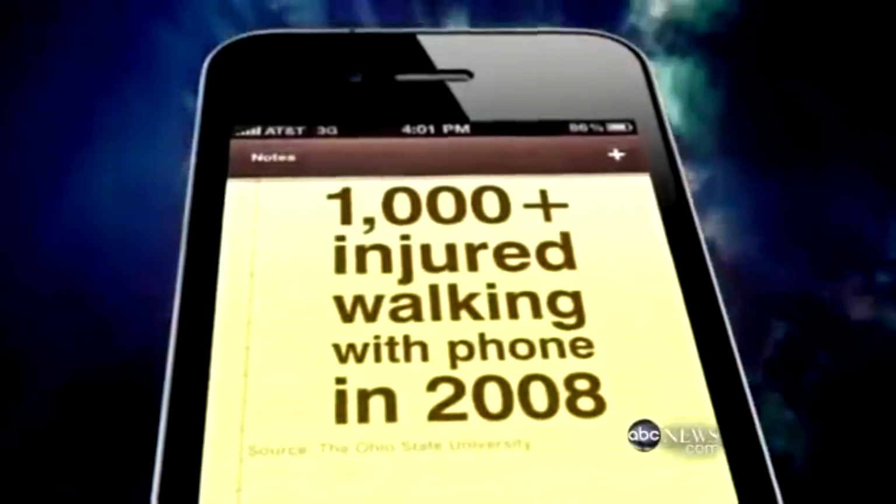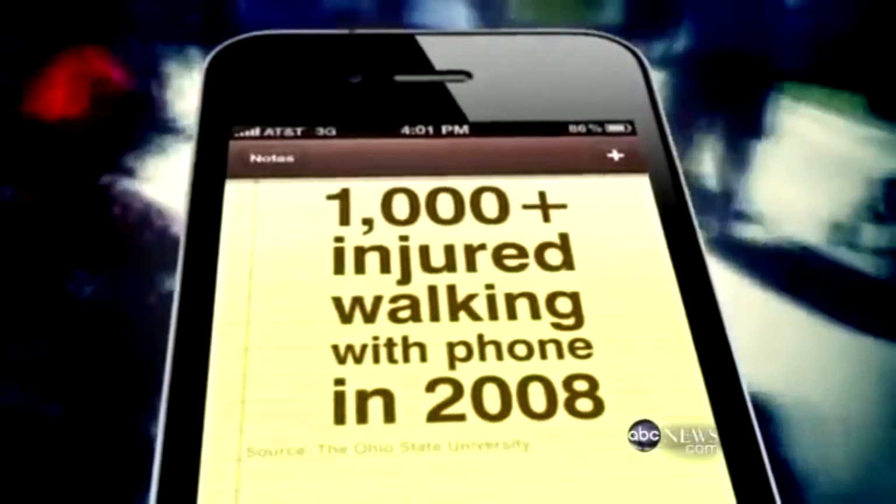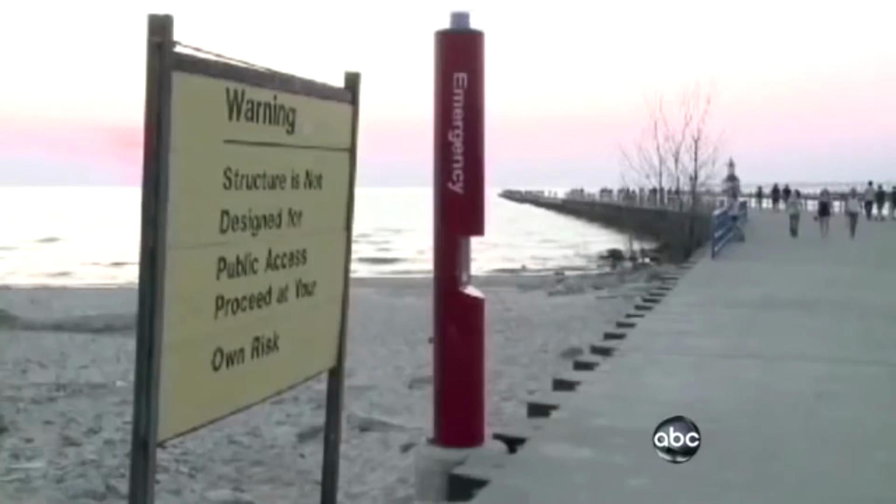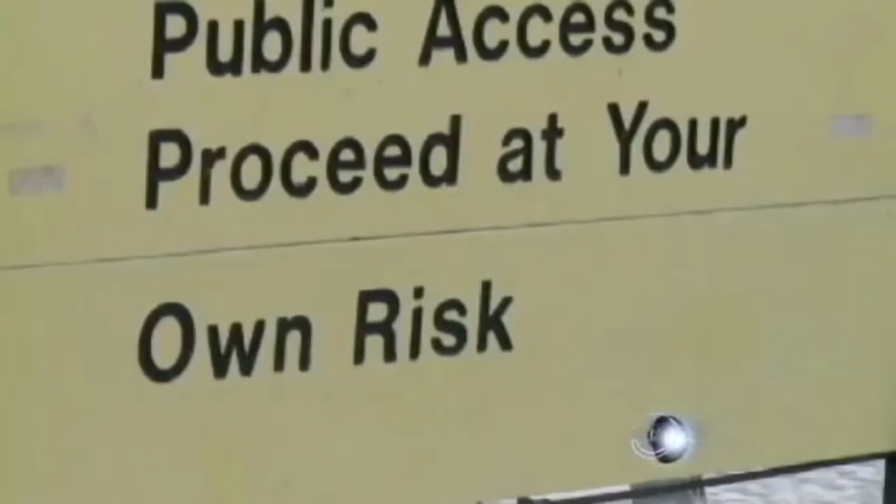It is maddening for everyone else. It is an epidemic, texting while walking. According to the most recent numbers, more than 1,000 people went to emergency rooms because they got hurt while walking and distracted on the phone. Bonnie Miller walked off this pier into Lake Michigan and had to be rescued by the Coast Guard.